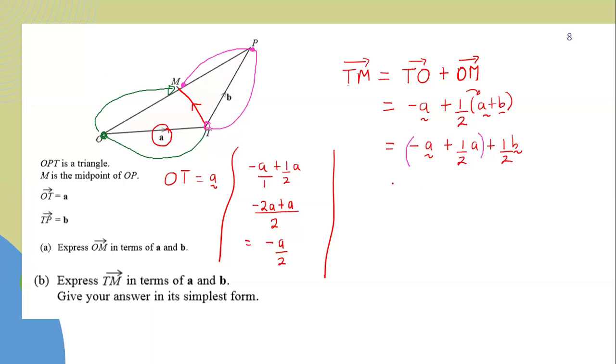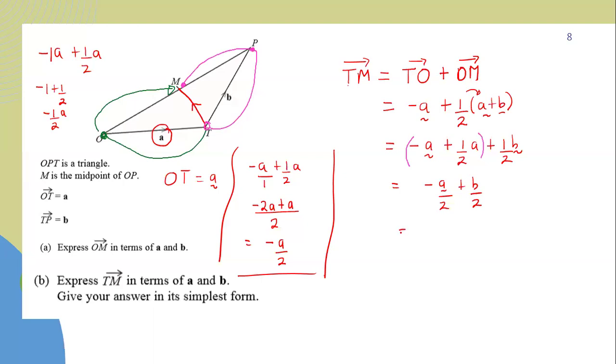Alternatively, the whole of this part will be negative a over 2 plus b over 2. Alternatively, in case this one gives you a hard time, you say negative a plus a half of a. You know very well that here there is a coefficient of 1. So you can put it in your calculator and say negative 1 plus a half, and this will give you negative a half. Then after that, you come here and add your a. In case it is disturbing you, you can do it like that in the calculator.